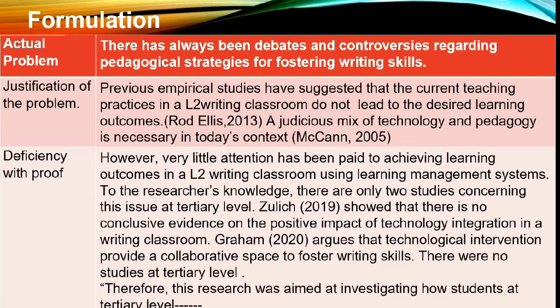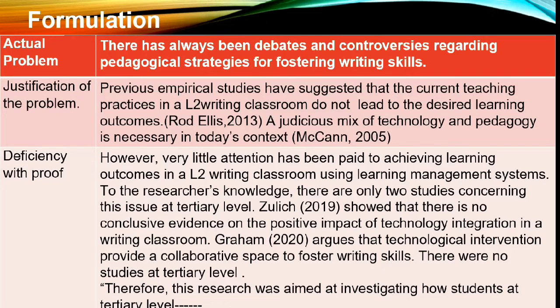So your stage 2 should be justification of the problem. And then you will talk about the deficiency with proof, with further proof. Because you will see that there is a paucity of research, there is a dearth of research in this area. So see the sentence structure here. However, very little attention has been paid to achieving learning outcomes in an L2 writing classroom using learning management systems. To the researcher's knowledge, there are only 2 previous studies concerning this issue. So the researcher justifies that there is really a dearth of studies in this particular area.